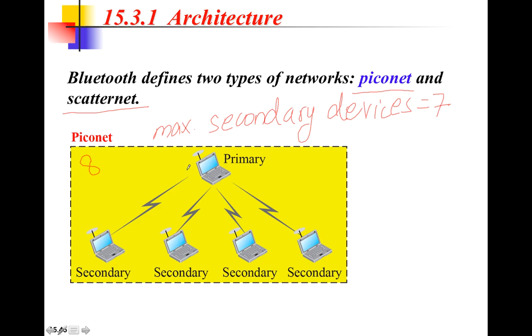But in this case, one secondary device can only be under the control of one primary at any given time. They cannot have more than one primary device. So all these secondary devices are under the control of this primary device. And this primary device will use the polling mechanism to access the secondary devices.